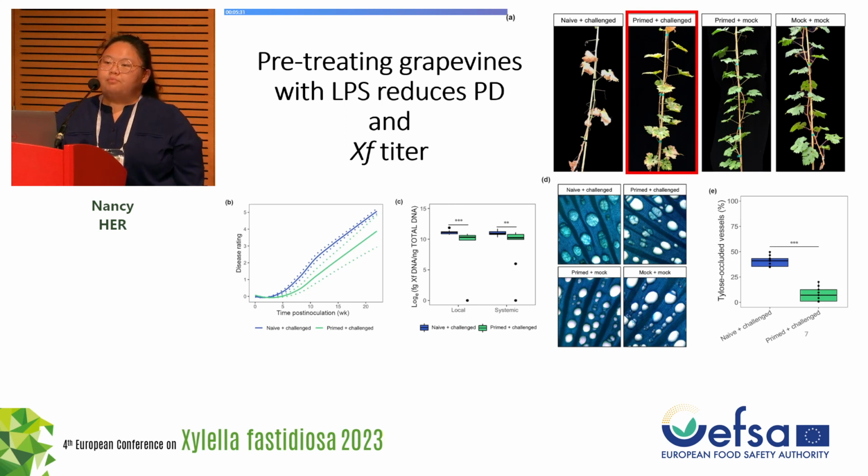And if you look at the primed challenge image of the tyloses, there are fewer tyloses compared to the naive challenge. And that is further reinforced by the tyloses-included vessels. The percentage of it is much lower in the primed challenge plants compared to the naive challenge plants.